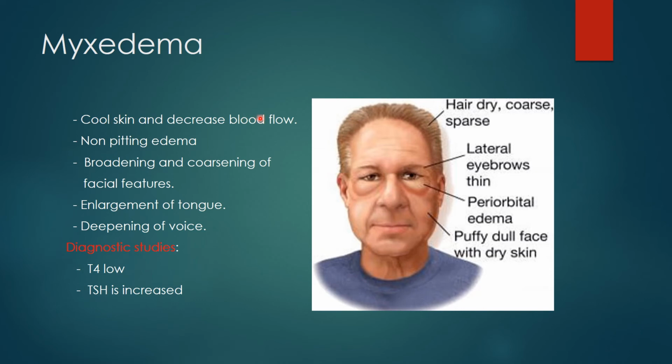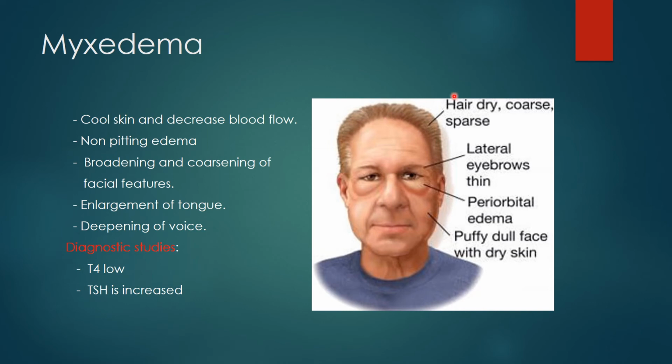So myxedema presents with cool skin and decreased blood flow. The peripheral vasodilation doesn't occur in this condition, as there is peripheral vasoconstriction. So the skin capillaries are contracted and this results in coolness of the skin. There is non-pitting edema, broadening and coarsening of the facial features, enlargement of the tongue and deepening of the voice.